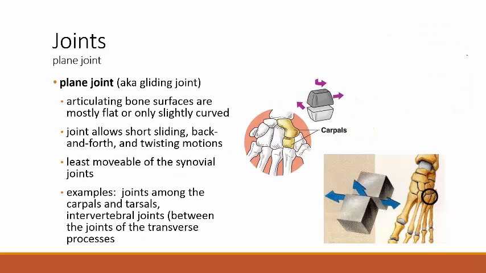Plane joints. A plane, by the way, think of geometry, and a plane in geometry is a big flat shape. So a piece of paper lying on a desk would be in one plane. So these are relatively flat surfaces that glide or smoothly slide across each other. And we see plane joints primarily in the carpals and in the tarsals of the wrist and ankle, respectively. They're not terribly movable joints. They allow very short little sliding, twisting, back and forth kind of motions.